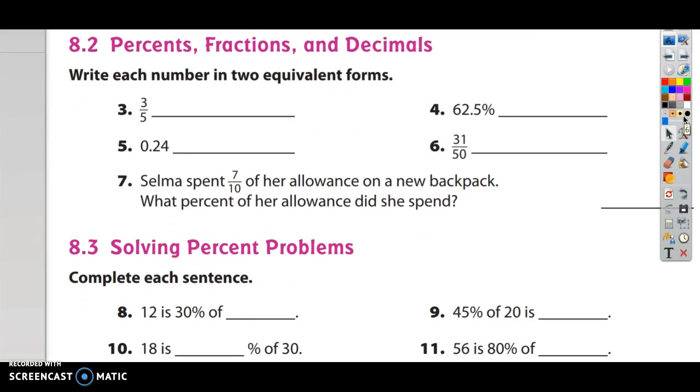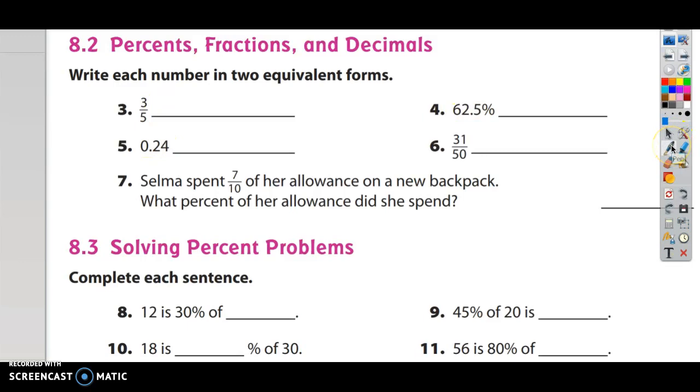Numbers 3 through 7. This is from section 8.2, which was percents, fractions, and decimals. The directions read, write each number in 2 equivalent forms. What that means is, for example on number 3, if they give you 3/5 as a fraction, see how we're given a fraction here? What we're going to do is write the percent and the decimal. Here they give us a percent, we're going to write the fraction and the decimal. Here they give us a decimal, we're going to write the percent and the fraction. So that's what we're going to do each time.